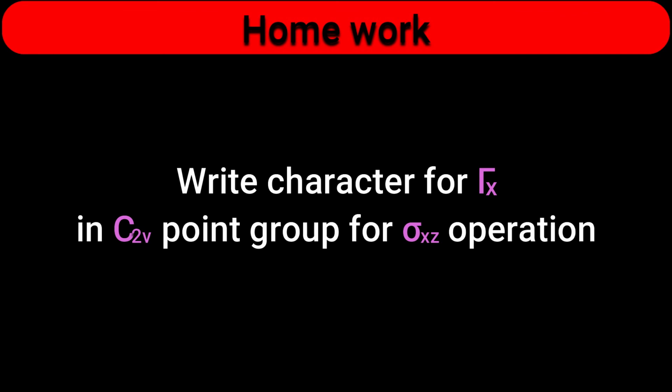In the case of the C2v point group, the 3-dimensional representation can be reduced into 3 parts: gamma x, gamma y, and gamma z. Regarding the gamma x irreducible representation, I am asking a question. In that gamma x representation, what is the character of the operation sigma xz? Whether 0, -1 or 1, you have to write that answer in the comment box. I repeat, for the C2v point group, for the gamma x irreducible representation, what is the character for the sigma xz operation? Write that in the comment box.